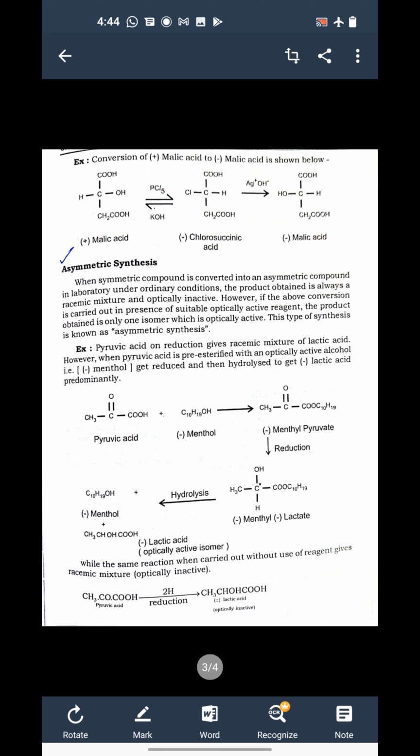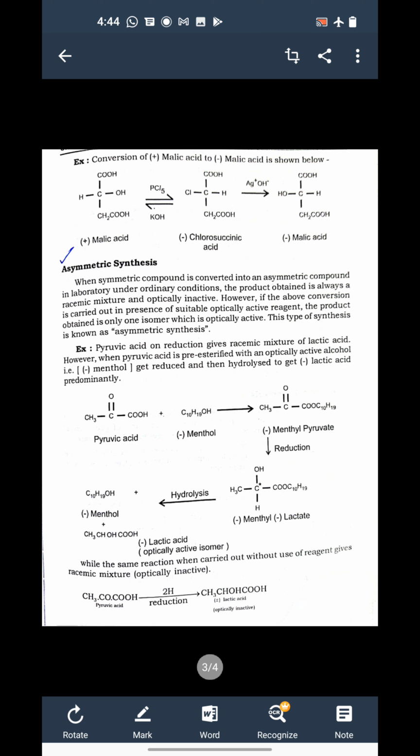For example, see here we are having plus malic acid having structure COOH, CHOH, CH2, COOH. This middle carbon is an asymmetric carbon. This plus malic acid has the tendency to rotate plane polarized light to the right side. When this plus malic acid undergoes chlorination in presence of PCl5 and base, what happened here? Now you see here the inversion of configuration takes place, because that Cl attaches from the back side of OH and H is on the right side. So here now what we get is an L form or minus form.